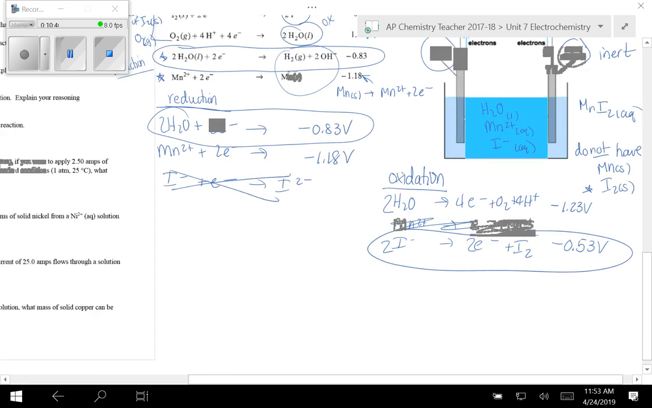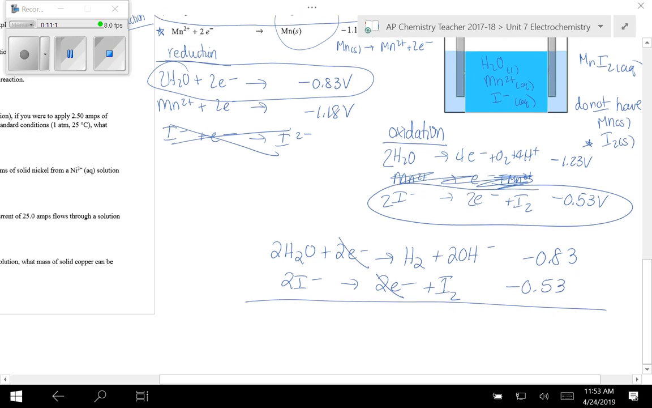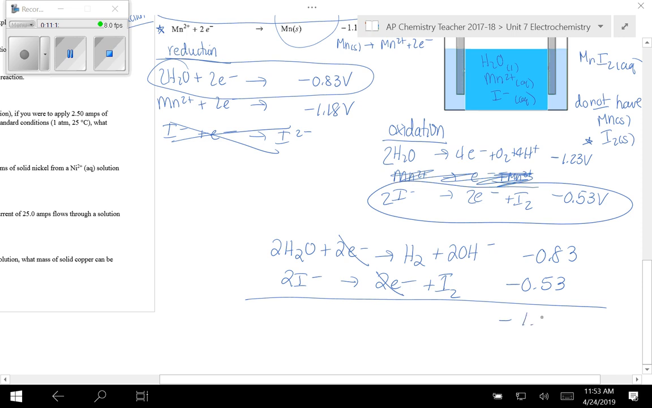So we should follow through to the end here and actually write out this reaction. If you're writing out your reaction, your reduction looks like this. It looks like water is being reduced, and it is forming hydrogen gas and hydroxide. My iodide ions are being oxidized, and I've got 2 electrons gained, 2 lost. Cool. If I add up my voltages, I wind up with negative 1.33, and you should notice that my voltage is negative.